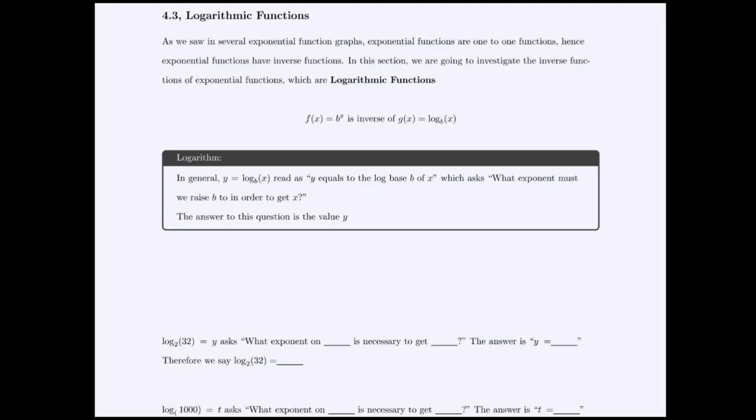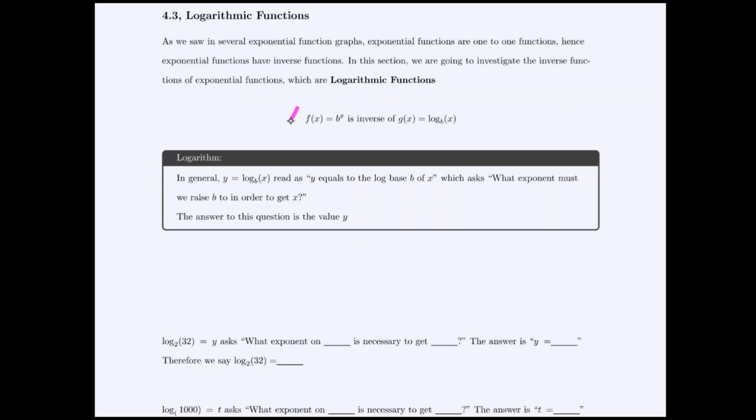Previously, we saw that exponential functions are one-to-one functions. Now, if we recall our previous information about one-to-one functions, we know that one-to-one functions have an inverse function. So that means for every exponential function, there is some inverse function, and the inverse functions of exponentials are called logarithmic functions.